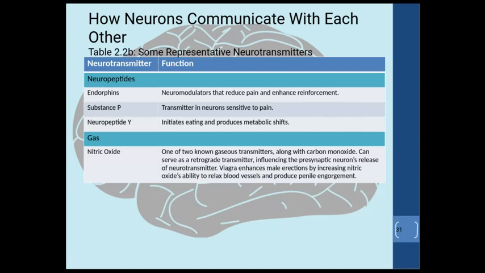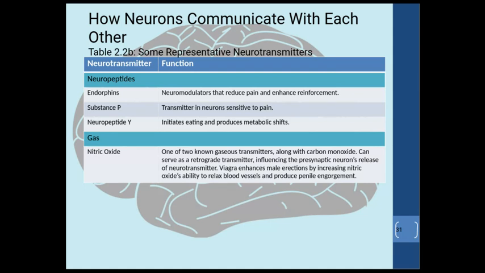We also have something called neuropeptide Y, which we'll talk about in chapter 6, and that actually tells your brain that your body needs to eat. And it also helps to produce shifts in your metabolism. And like I said, that will be in chapter 6, after chapter 3 in module 2.